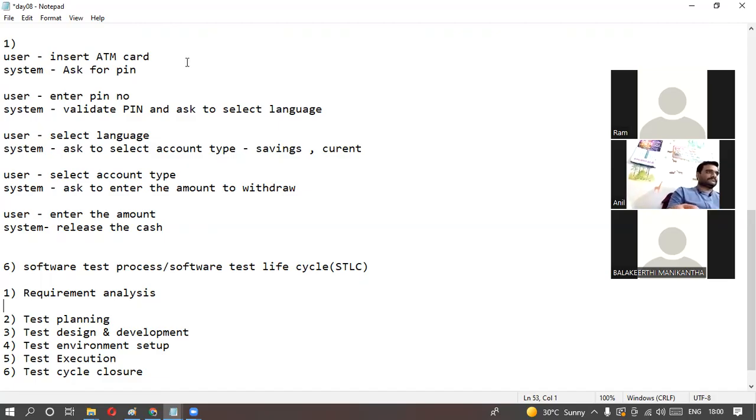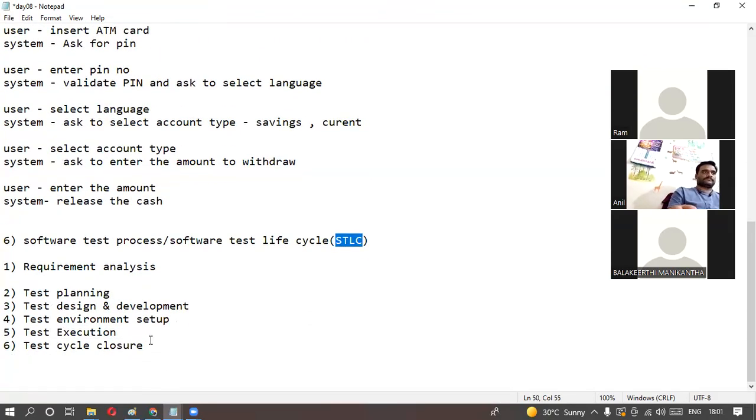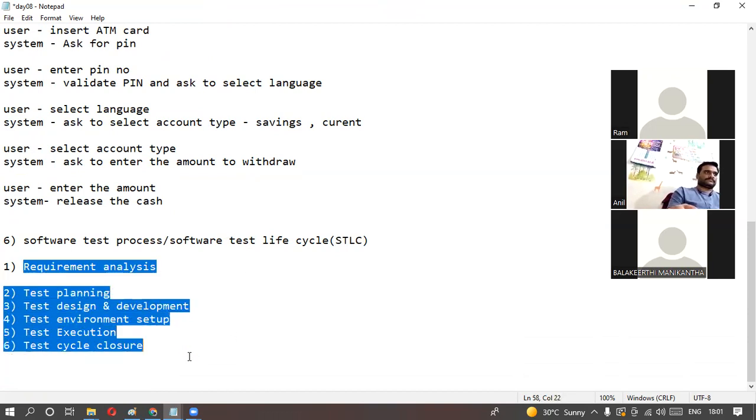Okay, can anybody explain what we are going to do in the requirement analysis phase? What will we be doing in the requirement analysis phase as a test engineer? This is the test life cycle, not SDLC. This is STLC. SDLC is different. We discussed SDLC in the second session, but this is STLC, a test life cycle purely related to testing activity.